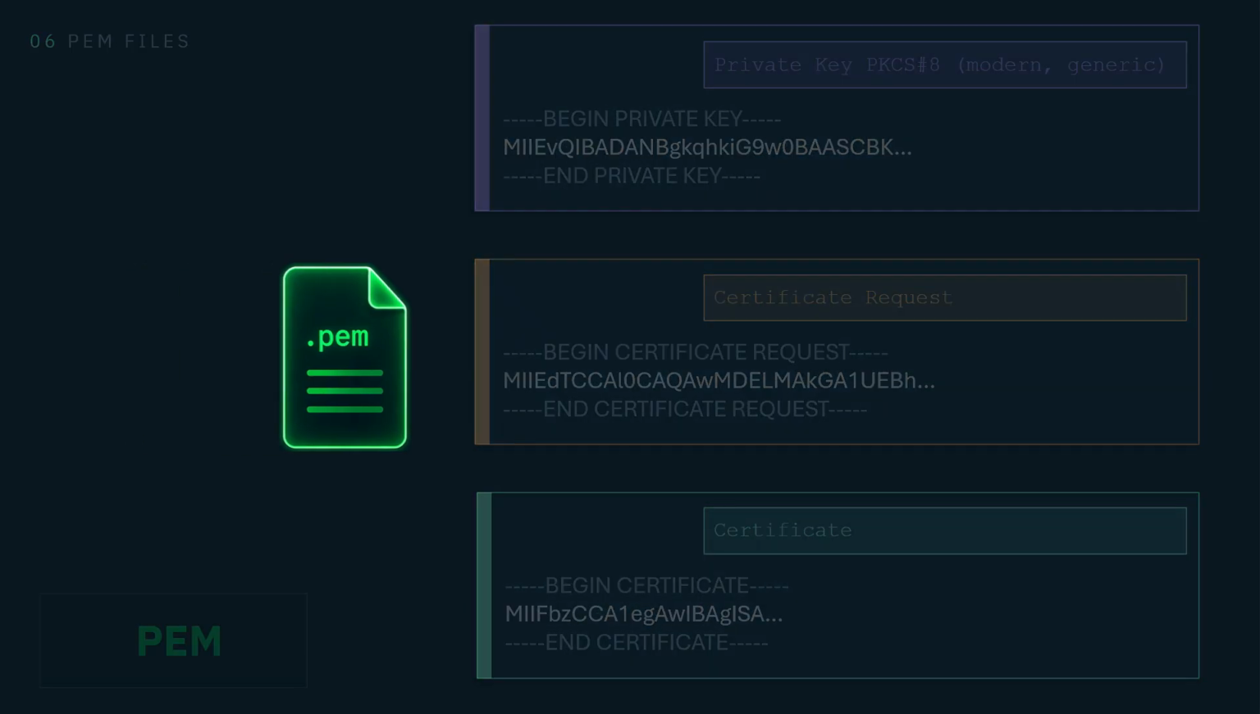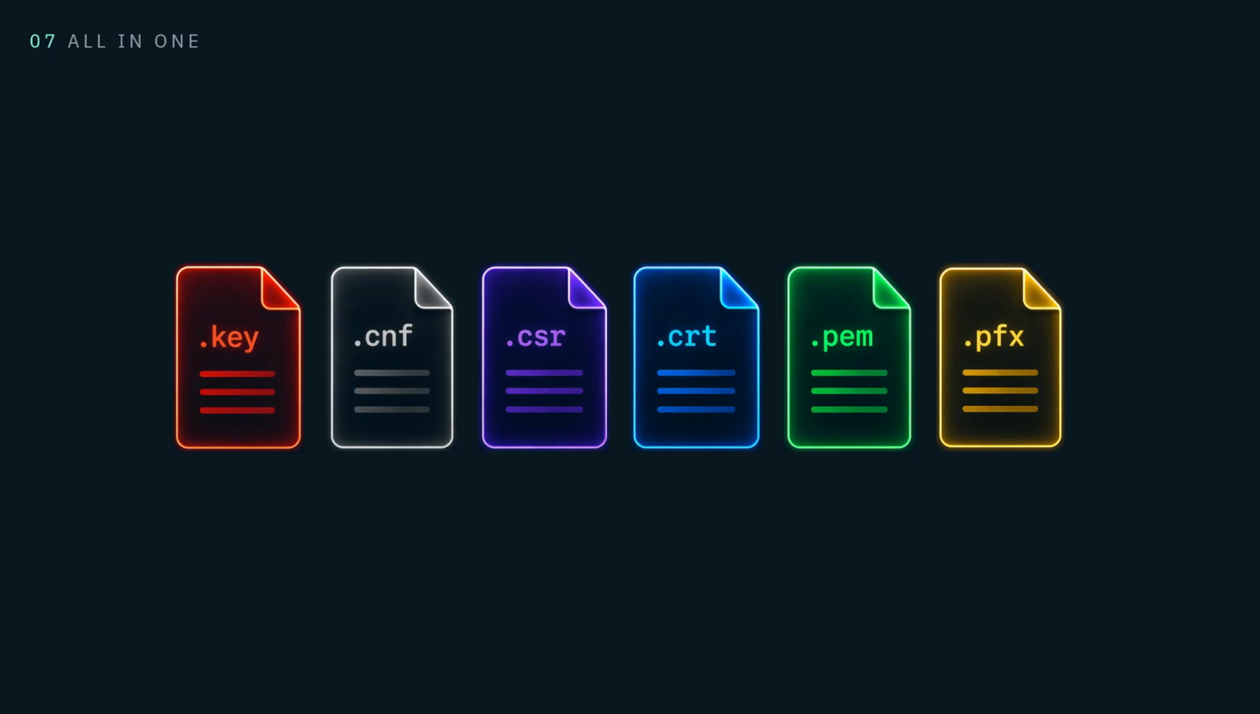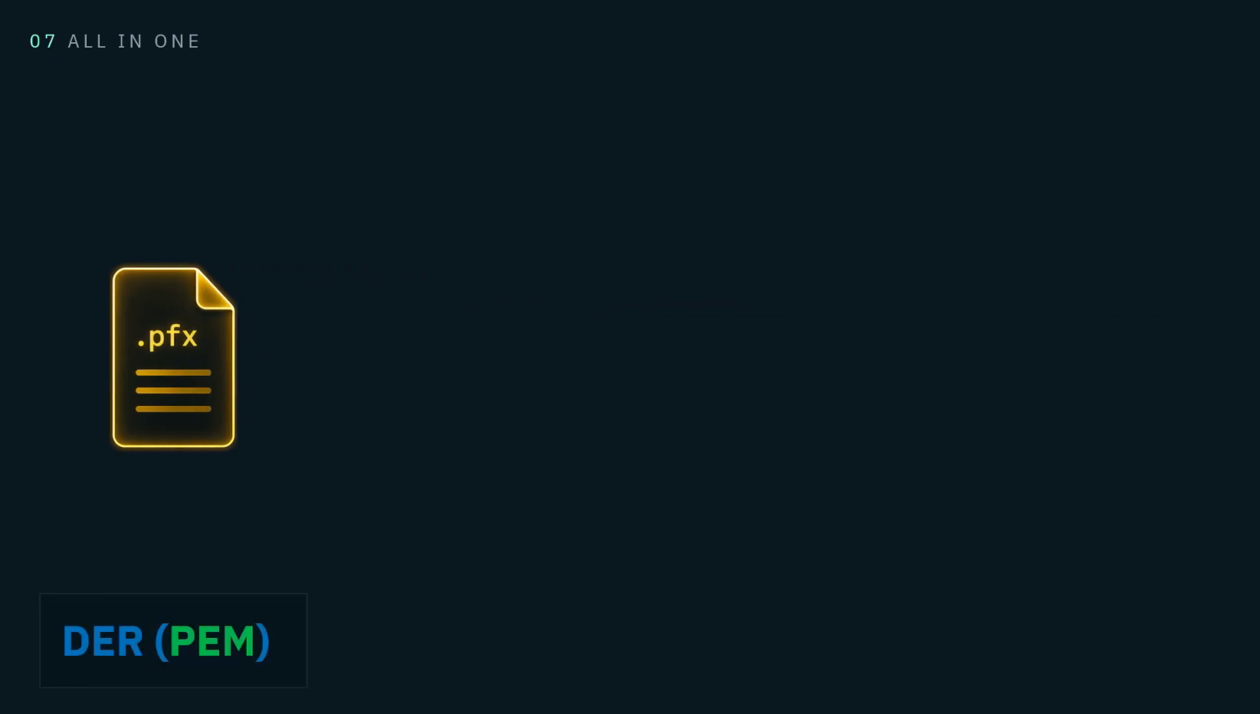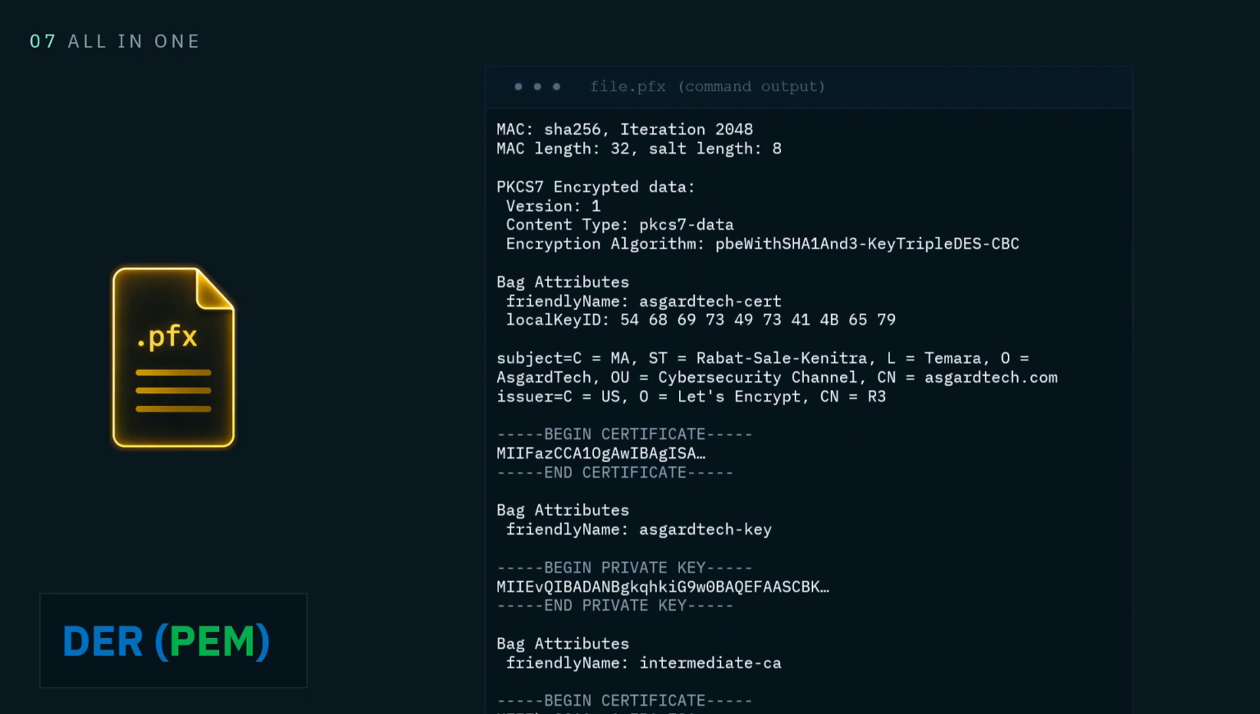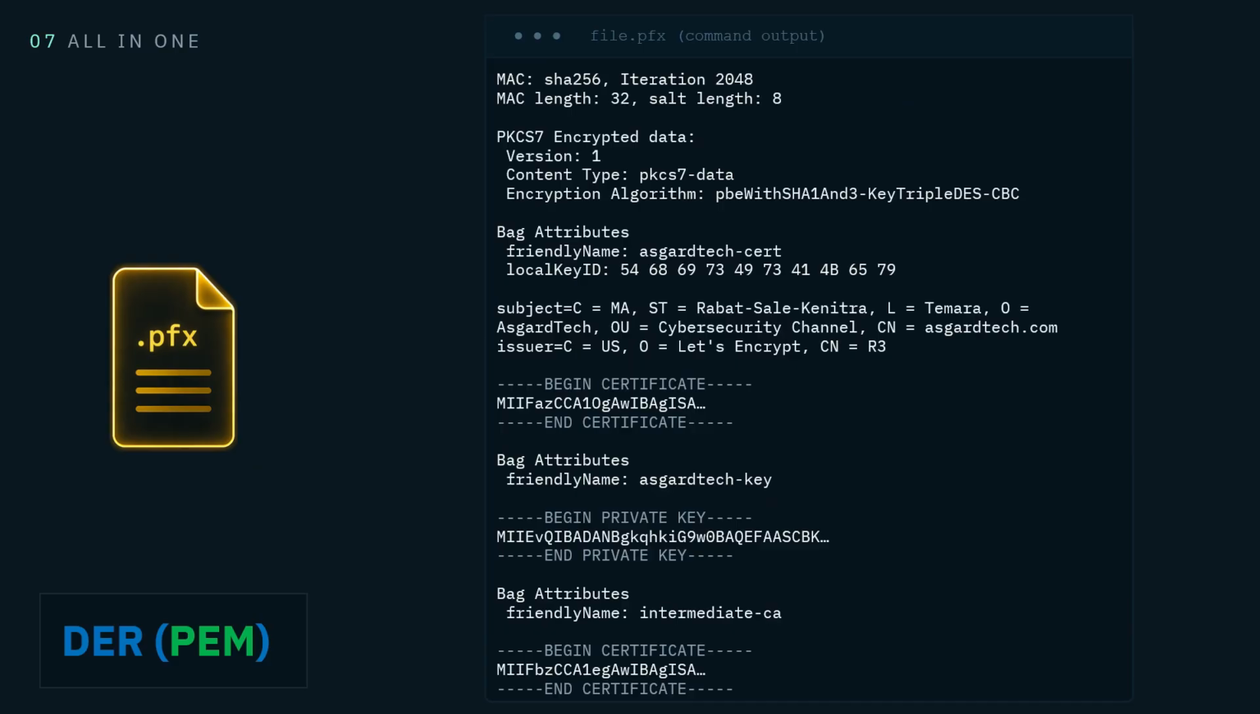And finally, the .pfx file, also known as .p12. They are the same thing, just different names. This one is special because unlike all the other files we have seen so far, the .pfx is not a single purpose file. It is a bundle, a container that packages everything together in one place. Your private key, your certificates, and the certificate chain all the way up to the CA. Everything in one file.